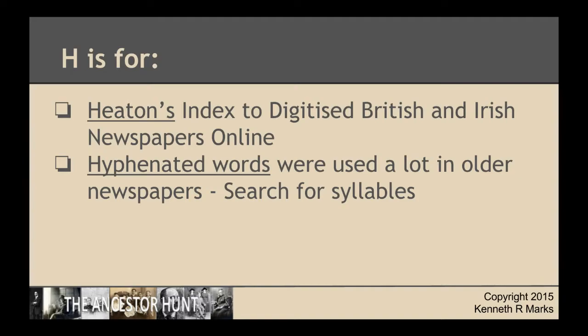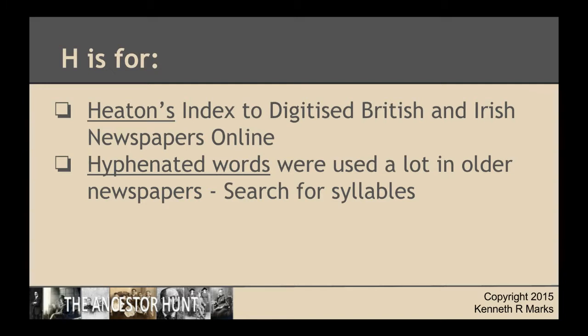What is H for? Well, I oftentimes talk a lot about American newspapers, but America is not the whole world, and there are lots of newspapers in many different countries. There's an index called Heaton's Index to Digitized British and Irish Newspapers Online. Google that. Look it up. If you've got British and Irish ancestors, it has a large set of links for places where you can do some online searching for British and Irish newspapers. You need to take advantage of this because you will find more articles about your ancestors.